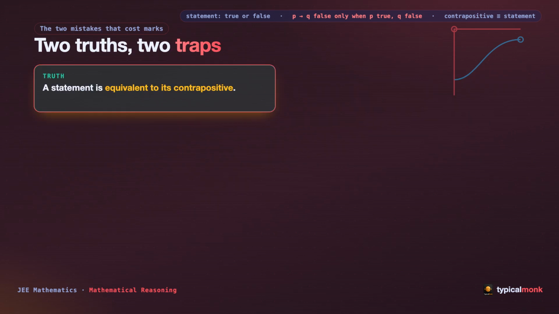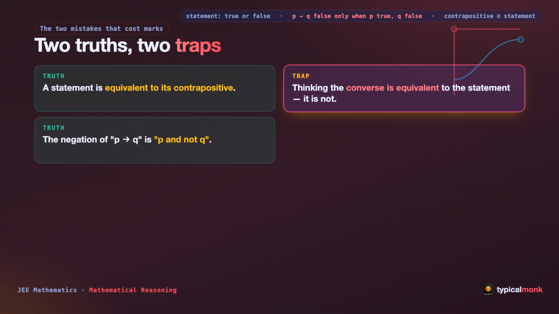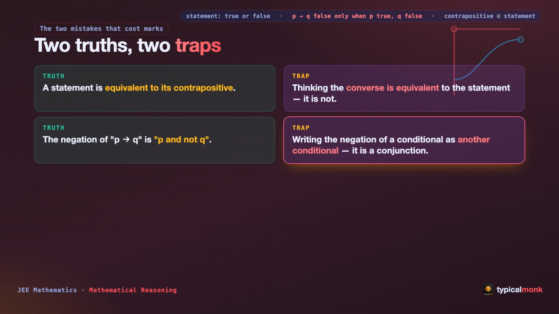Now the two mistakes that quietly cost marks. The truth: a statement is always equivalent to its contrapositive. The trap: thinking the converse is equivalent to the statement. It is not. The second truth: the negation of P implies Q is P and not Q. The second trap: writing the negation of a conditional as another conditional. In fact, it is a conjunction.